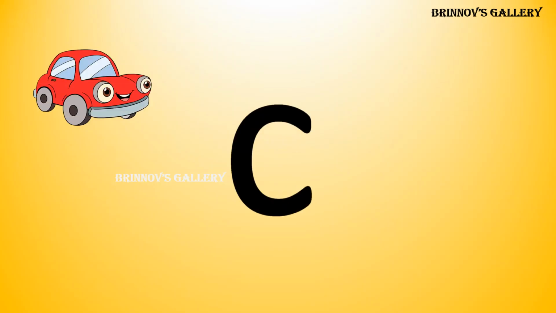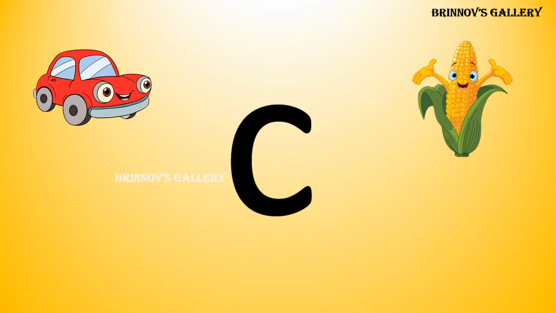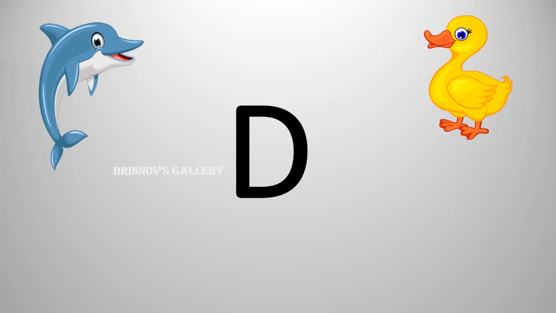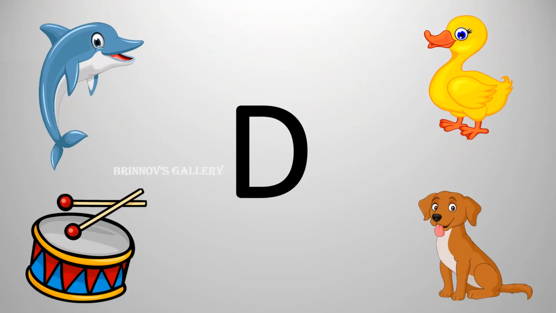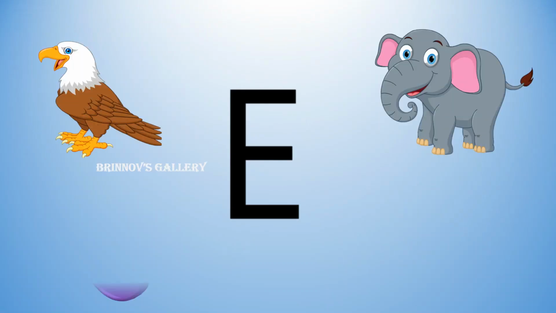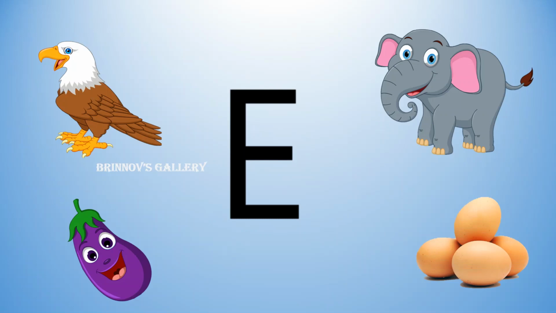C. C for car. Corn. Carrot. Cat. D. D for dolphin. Duck. Drum. Dog. E. E for eagle. Elephant. Eggplant. Egg.